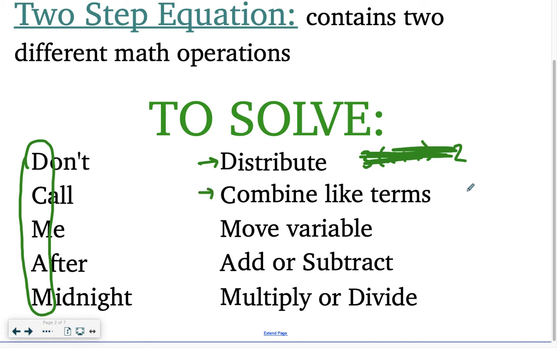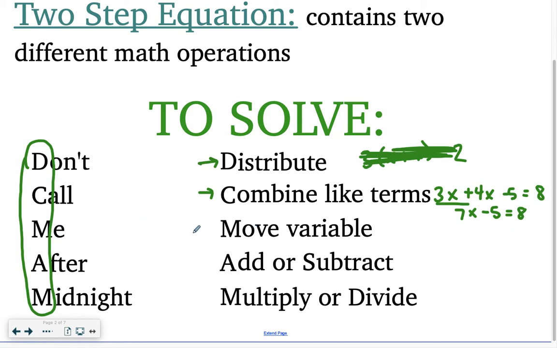Combine like terms. So let's say I had 3x plus 4x minus 5 equals 8. I'm just making these up, so if you solve them, they don't work out because I literally just made up numbers. The first thing you would do is combine these like terms and make it 7x minus 5 equals 8 before you would solve.